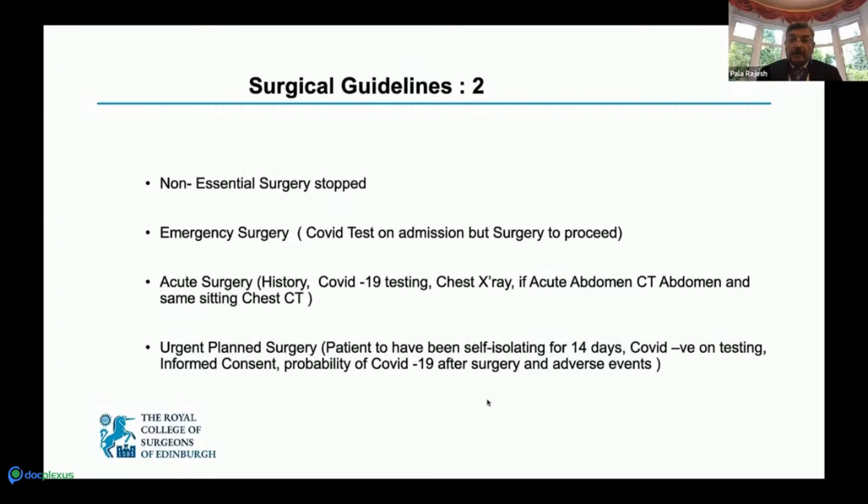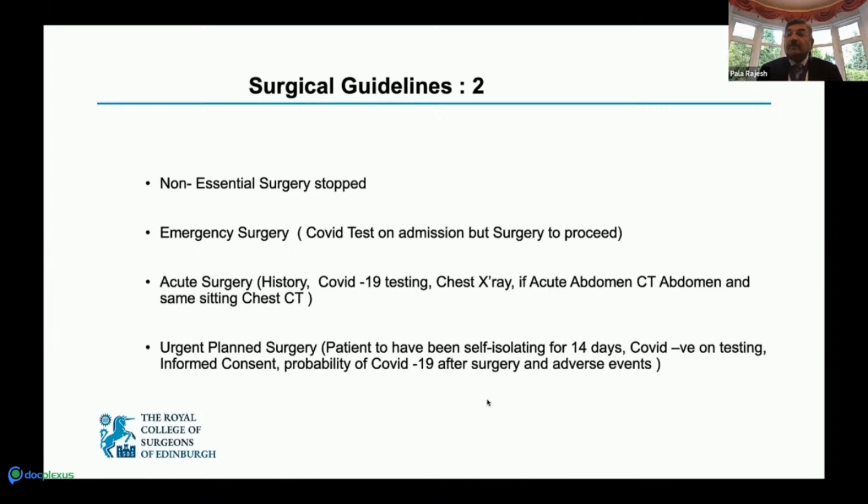So, next step, non-essential surgery was stopped. What was deemed non-essential was left to the trusts and the consultant, the clinical leads of various specialties and the consultant body. Emergency surgery carried on. A COVID test was done on all of these patients on admission. However, surgery was carried out as it was a life and death situation.